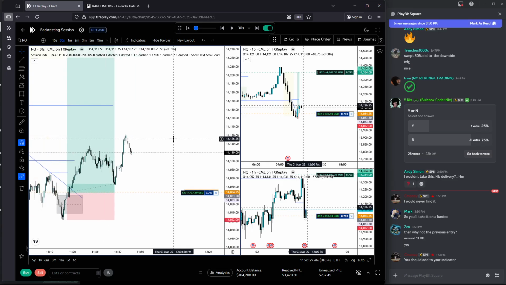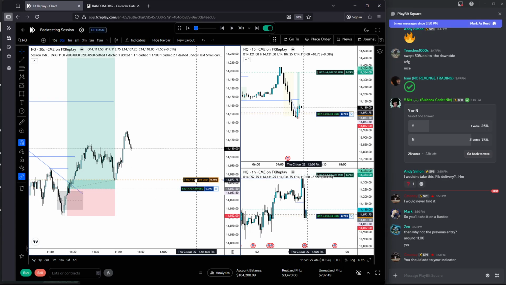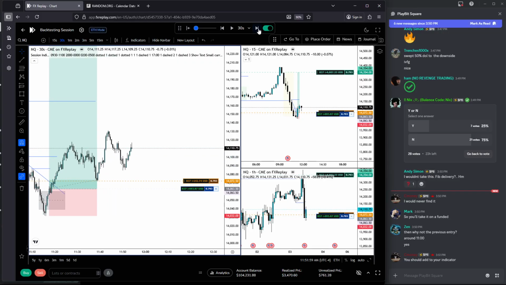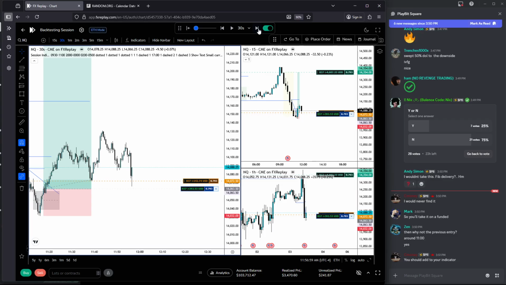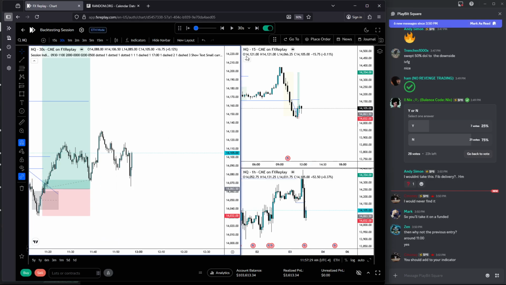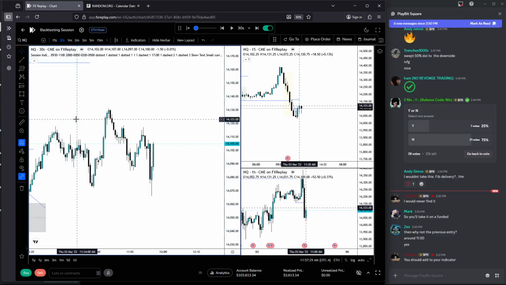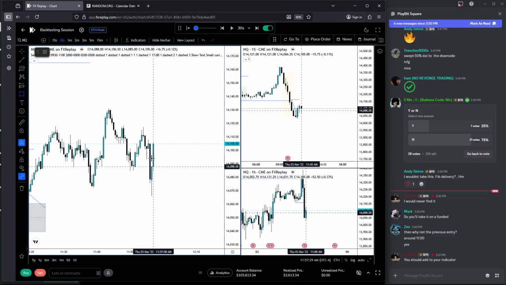Wow. Should we trail our stops? We can trail and maybe do this low up here. Okay. It didn't hit break even there, but it trailed us out. So that was the second trade. We took 50% off there. It was a nice entry.